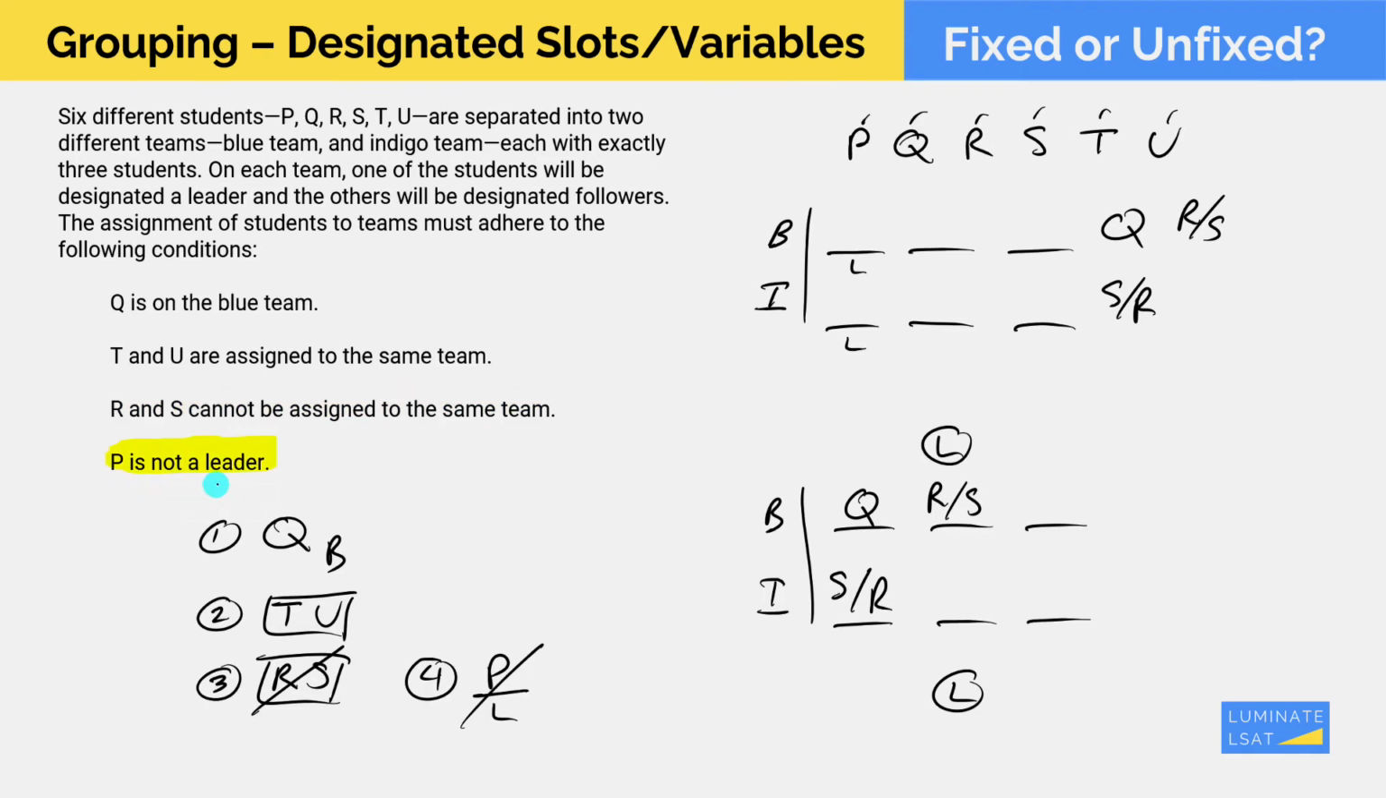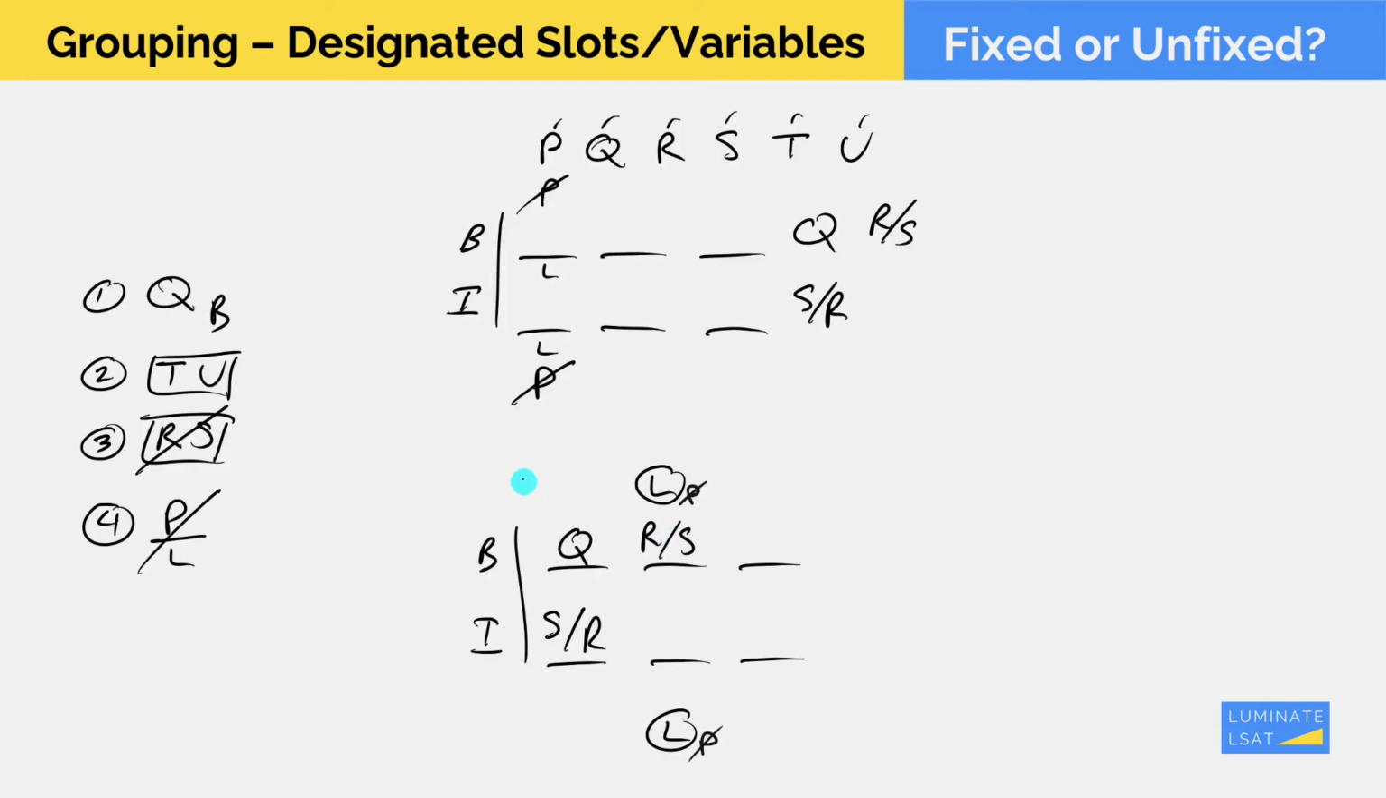P is not a leader. So in your list of rules, you could draw something like that. But of course, it's much more important to represent that in or near the main diagram. In the first setup, I'll just draw a P/ for the leader slots. For the other setup, I'll just draw a P/ next to the circled L. And now let's go ahead and see the kinds of inferences we can make in each of these setups.